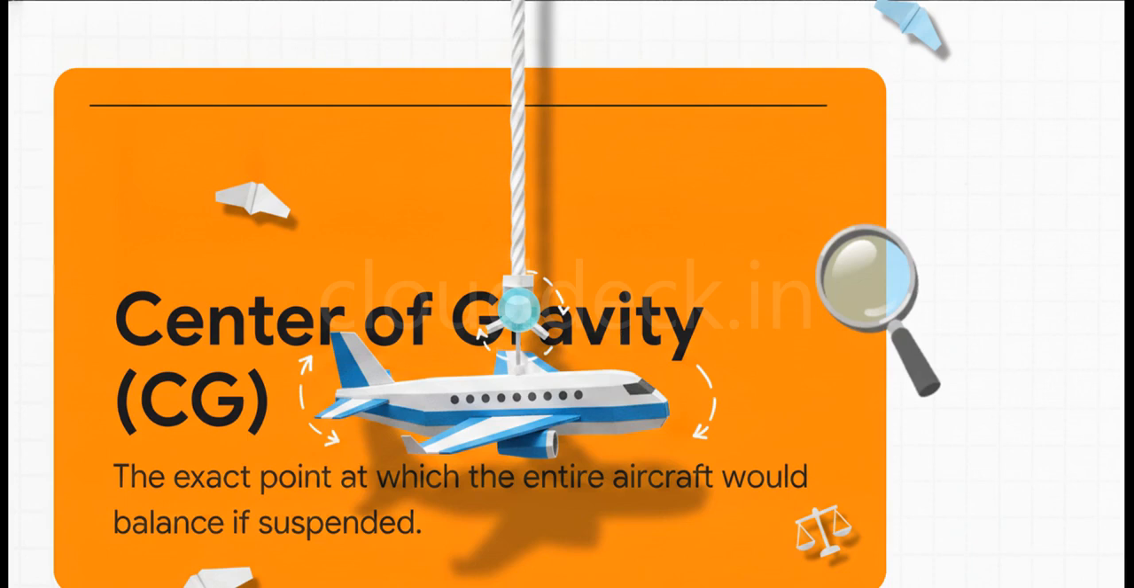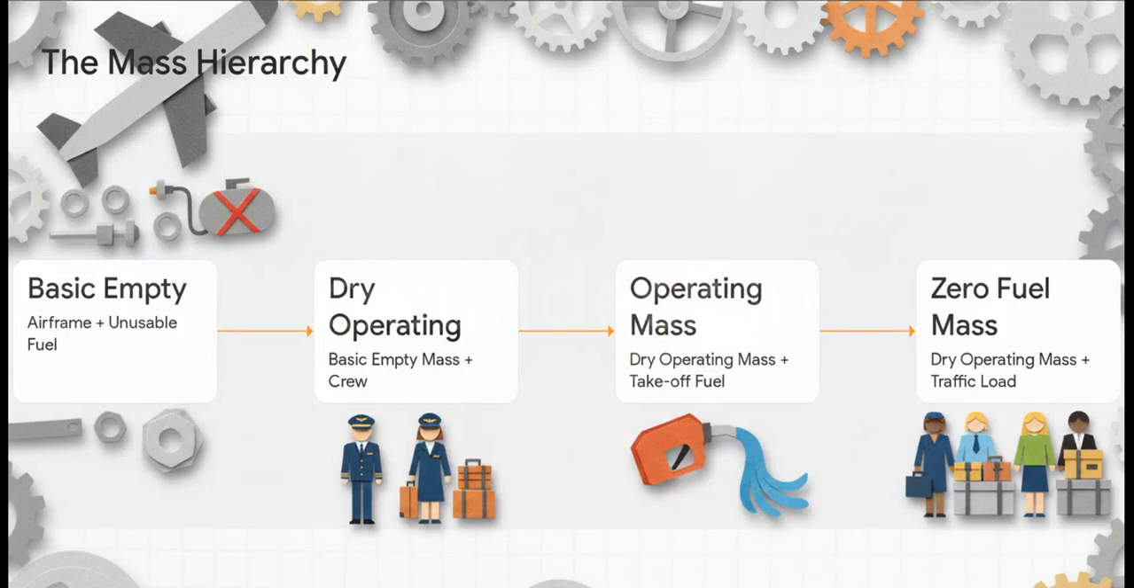It's the theoretical point where the entire mass of the aircraft is concentrated. And understanding this is absolutely crucial, because an aircraft always balances, and more importantly, it rotates, about this specific point during every single flight. So let's see how this builds the mass hierarchy.